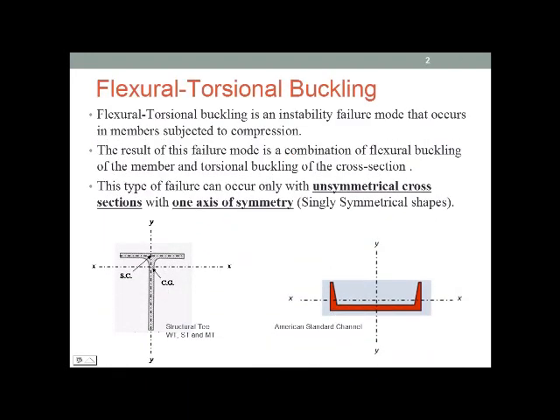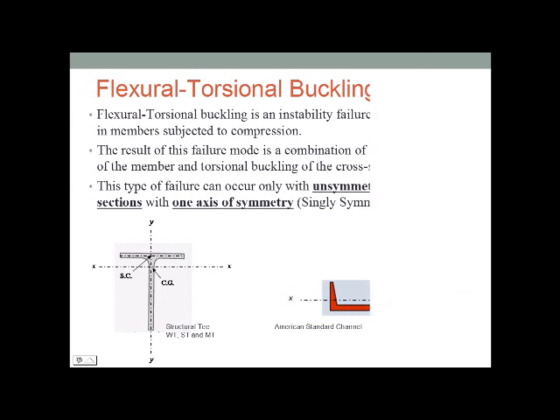Flexural-torsional buckling is an instability failure mode that occurs in members subjected to compression. The result of this failure mode is a combination of flexural buckling of the member and torsional buckling of the cross-section. This type of failure can occur only with unsymmetrical cross-sections with one axis of symmetry, singly symmetrical shapes, such as structural tees and channels.